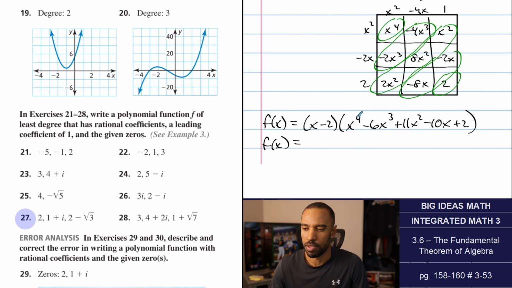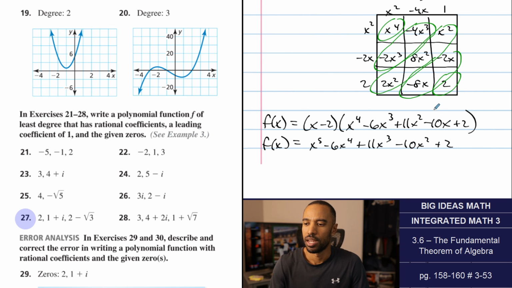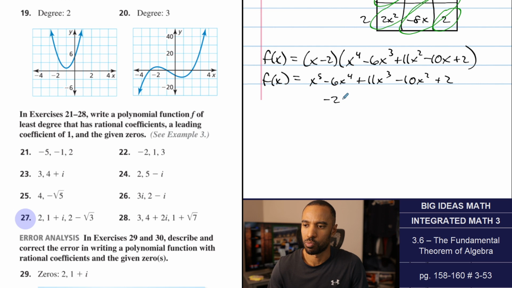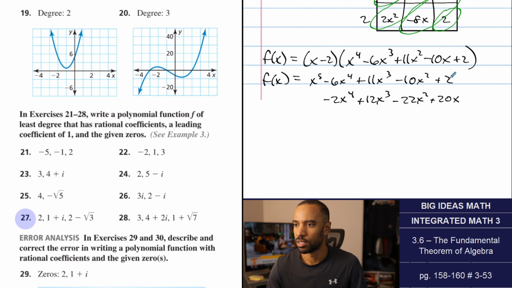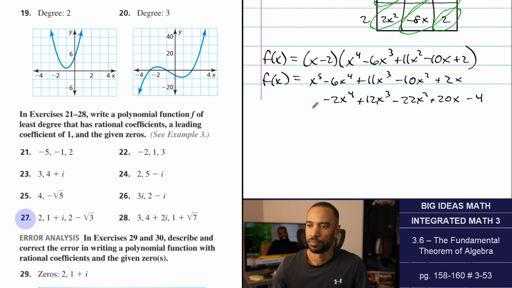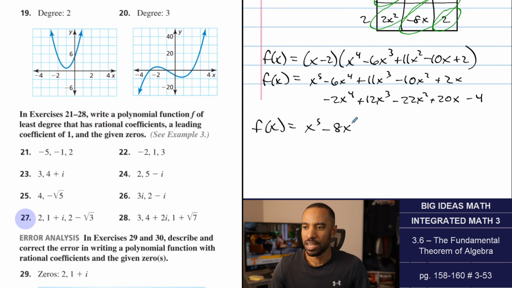I'm not going to use the box method again, even though we'll have 10 terms here. We'll have x to the 5th minus 6x to the 4th plus 11x cubed minus 10x squared plus 2. Negative 2 distributes into these. I'll just write them vertically. Negative 2x to the 4th plus 12x cubed minus 22x squared plus 20x. Oh, there should be an x there. Plus 20x minus 4. See, writing it vertically helped me there. All right: x to the 5th minus 8x to the 4th plus 23x cubed minus 32x squared plus 22x minus 4.